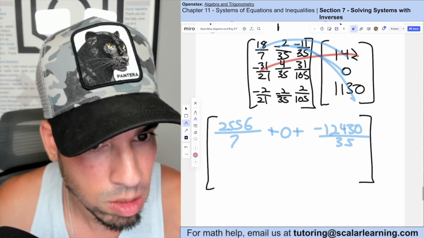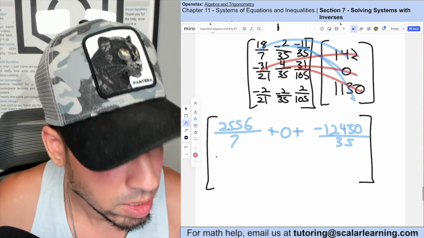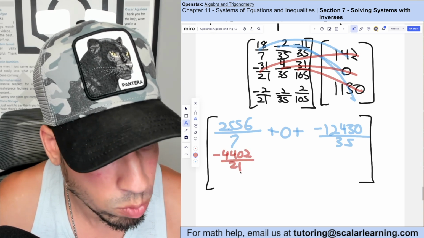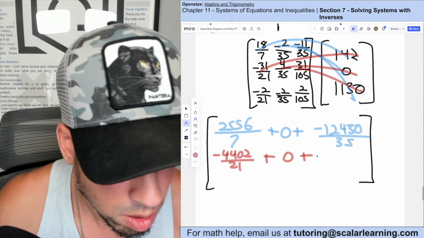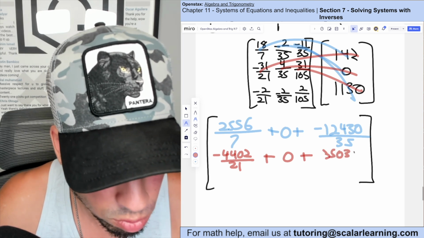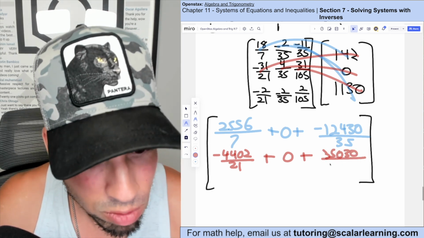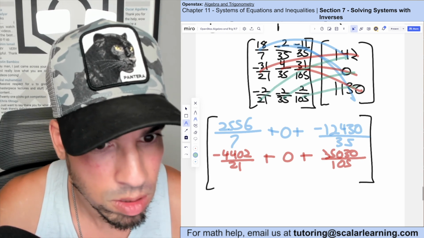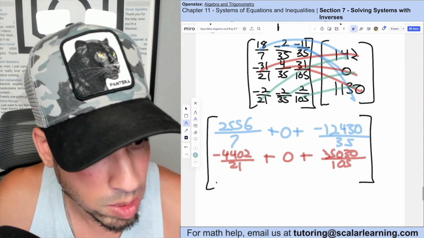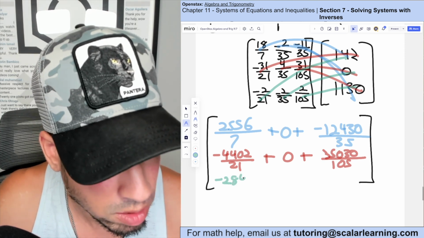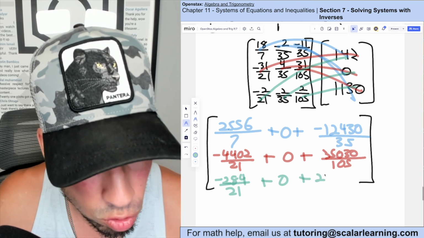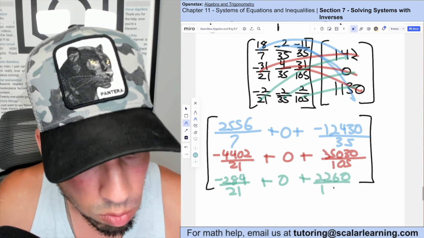Then we got this times this plus this times this plus this times this. That's going to be negative 4402 over 21 plus 0 plus 35030 over 105. And last but not least, this times this plus this times this plus this times this. Okay, this one I can do a little easier mentally. So that's negative 284 over 21 plus 0 plus 2260 over 105.